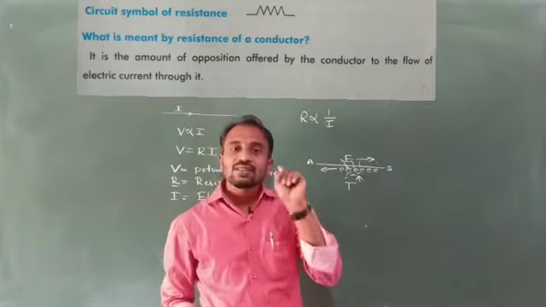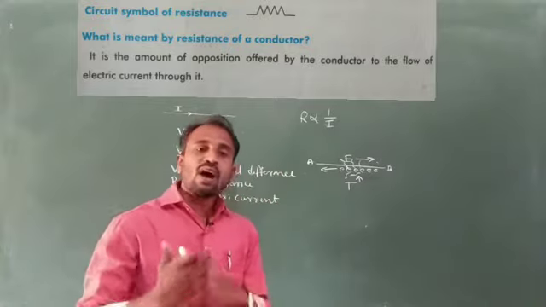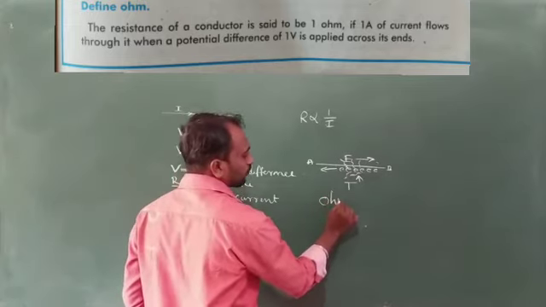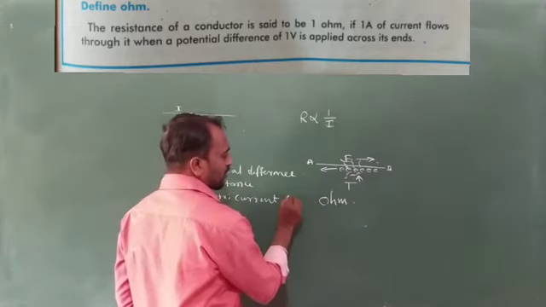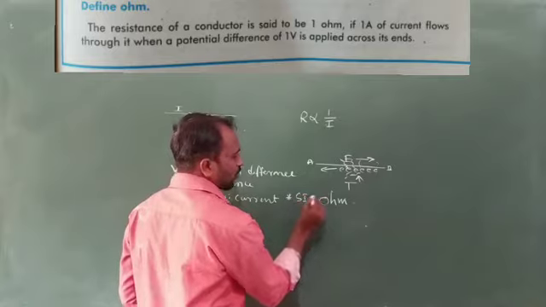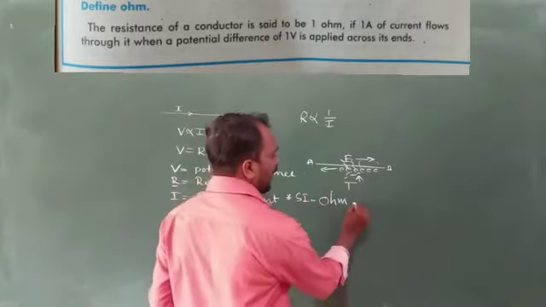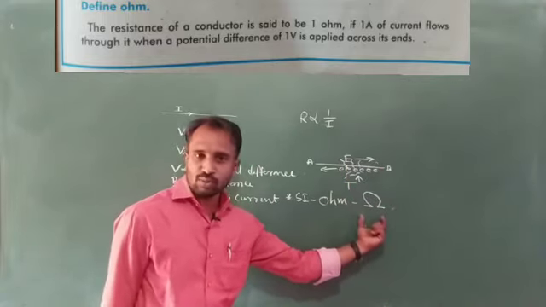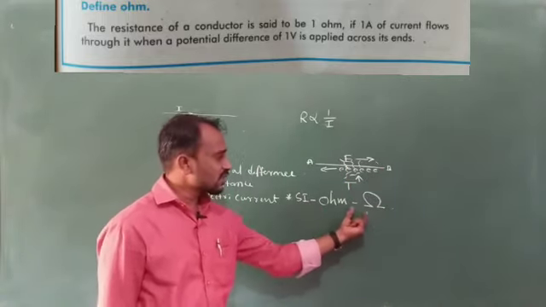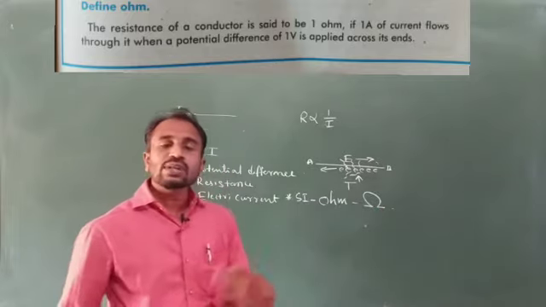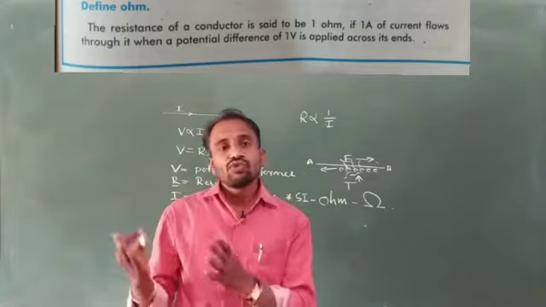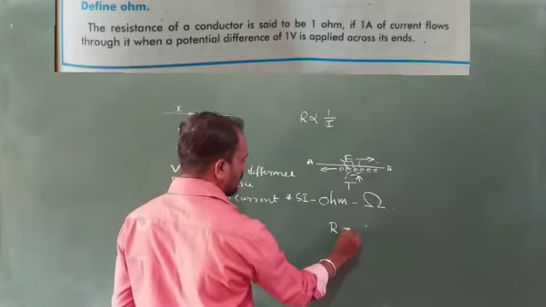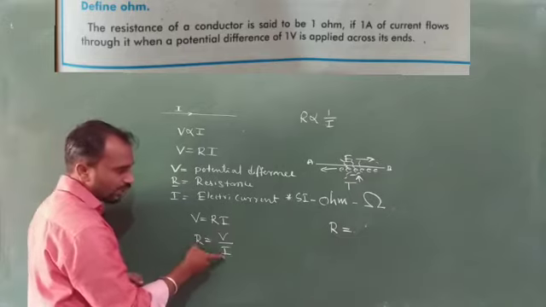The SI unit of resistance, that is, how we measure this resistance, is the ohm, and its symbol is Ω. Yes, the SI unit of resistance is the ohm. Suppose we want to calculate a value of 1 ohm. Our formula is R equal to V divided by I.